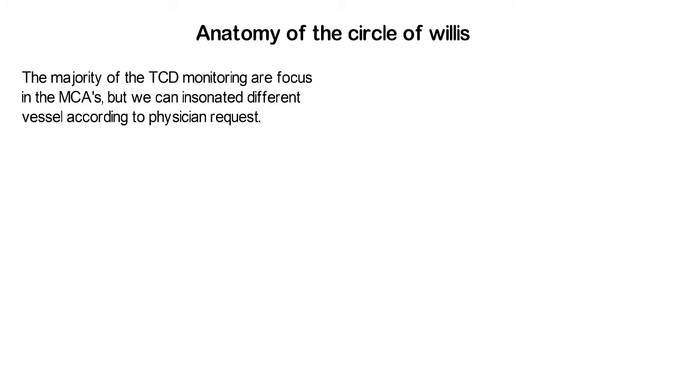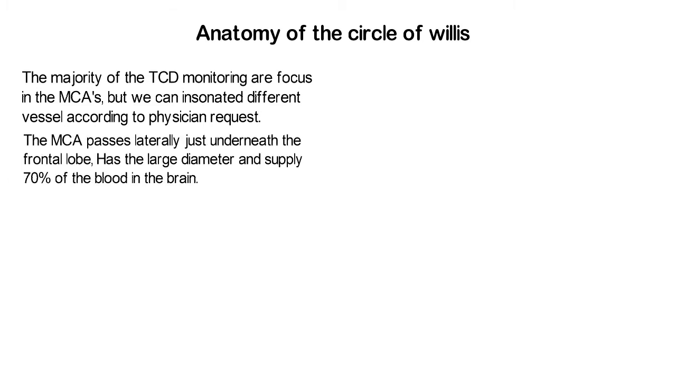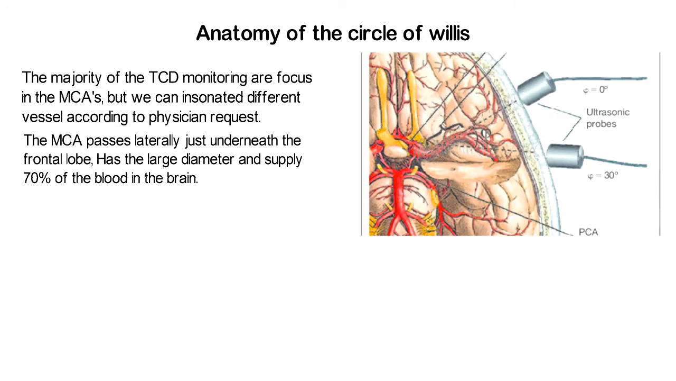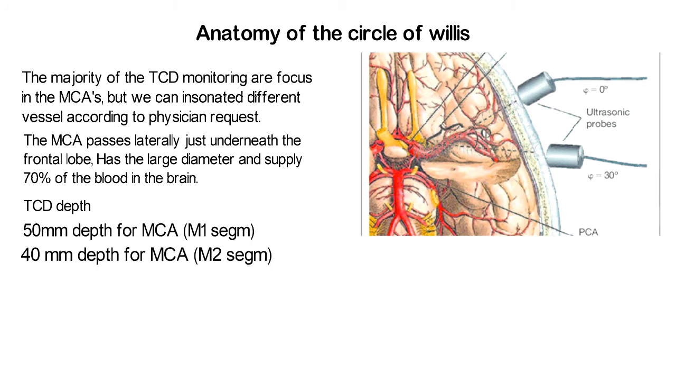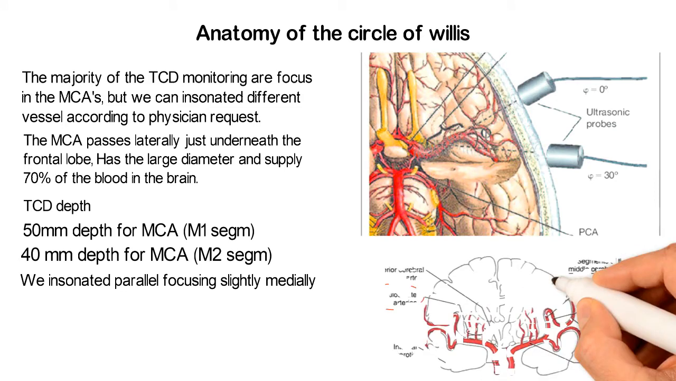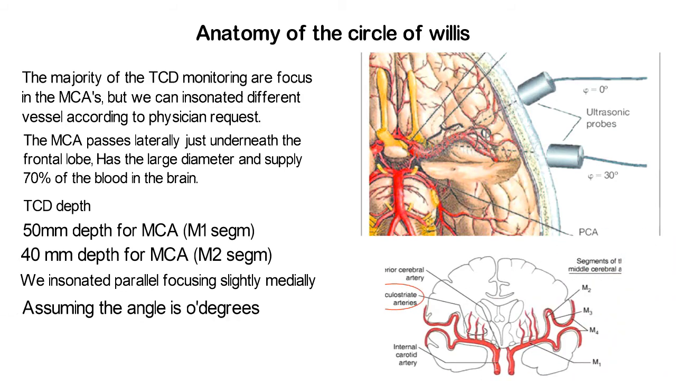Anatomy of the circle of Willis. The majority of TCD monitoring is focused on the MCAs, but we can isolate a different vessel according to the physician's request. The MCA passes laterally just underneath the frontal lobe, has a large diameter, and supplies 70% of the blood in the brain. TCD depth: 50 mm for the MCA M1 segment, 40 mm for the MCA M2 segment. We isolate parallel, focusing slightly medially. Assuming the angle is 0 degrees, we move the transducer slightly up and medially.